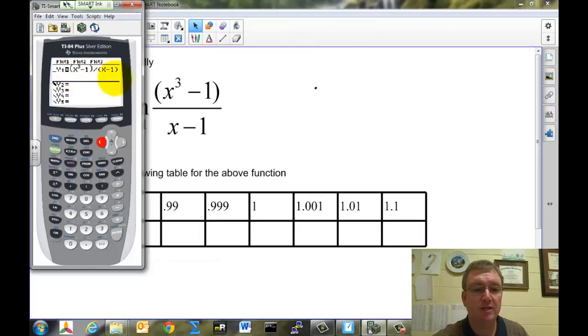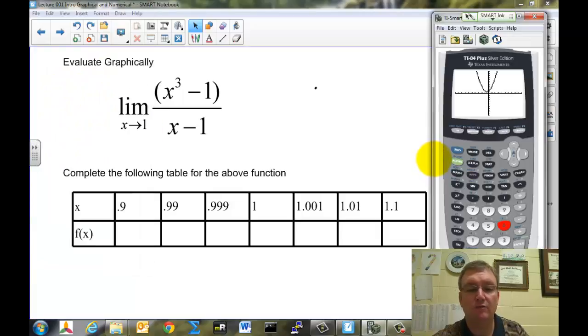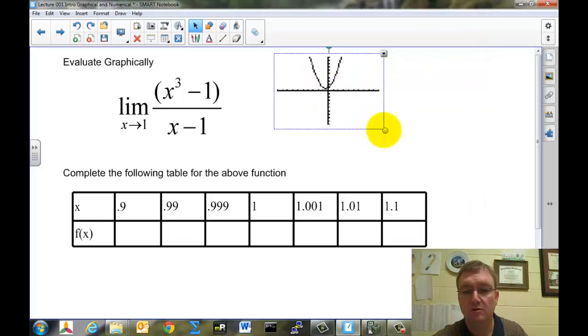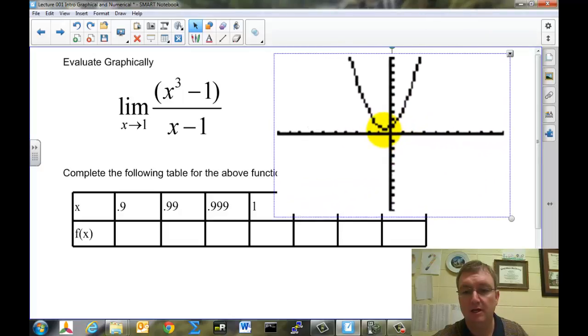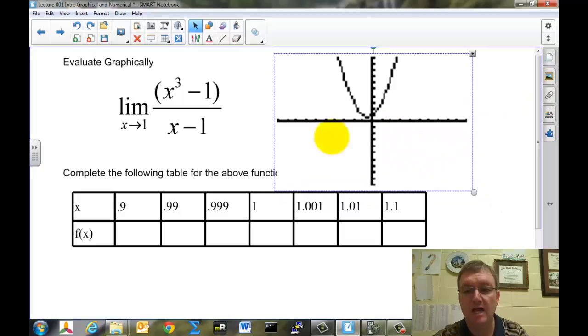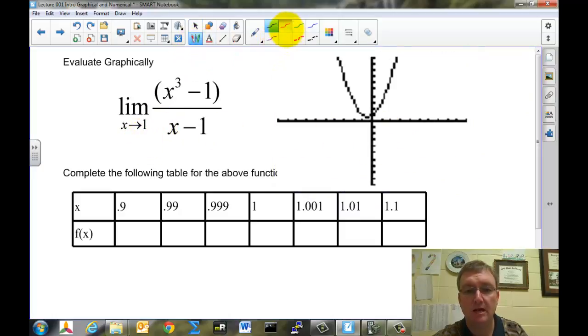Here's my function that I've got typed in. Be sure you've got both numerator and denominator in parentheses. Here's our standard graph of looking at this curve. And we're wanting to figure out what the limit is as x approaches 1. Now, I have the ability to pull my graph right over here, so I'm going to pull it over and blow it up a little bit, and let's see if we can determine what's happening. We're worried about what's happening as x approaches the number 1.